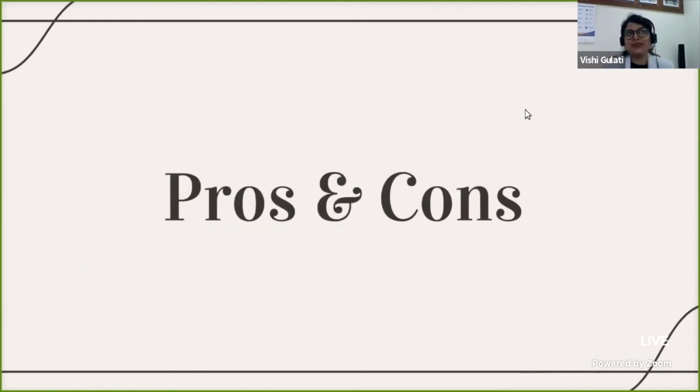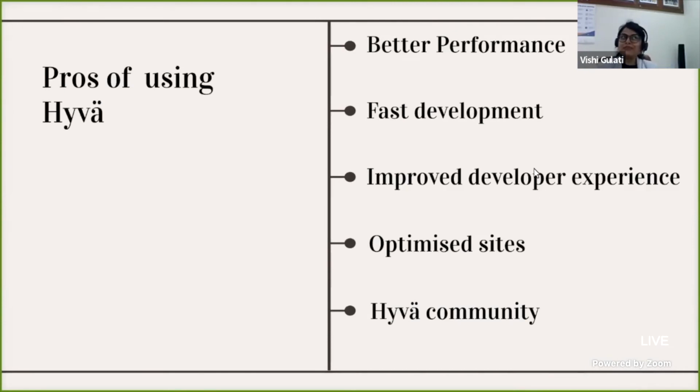Let's see a little bit of pros and cons. If we think about the pros, it provides better performance, definitely. Next is fast development, as working with Alpine JS and Tailwind CSS is easier. Improved developer experience, just because we don't need to go through many files. Optimized site: I think this is the main point. The site is very much optimized, and the scores of the website are good after using it.